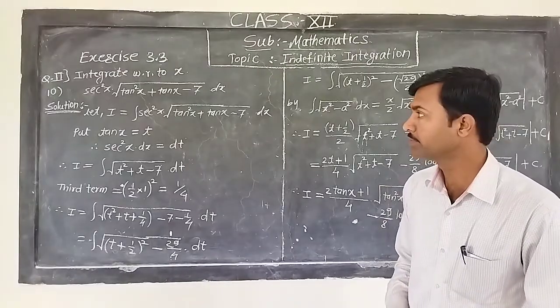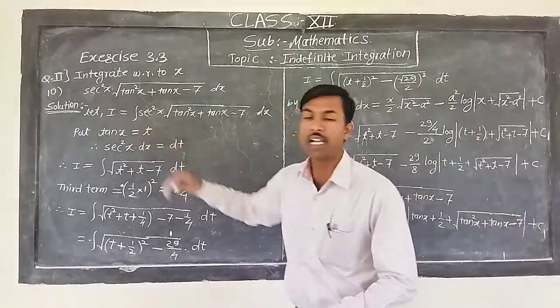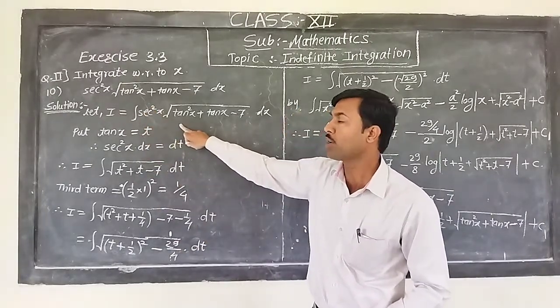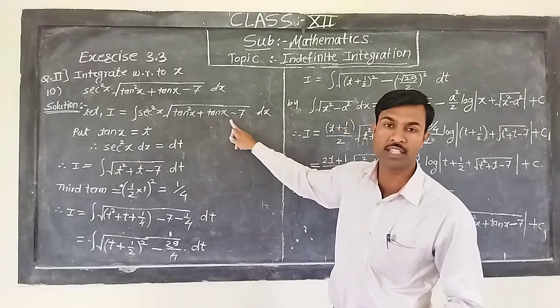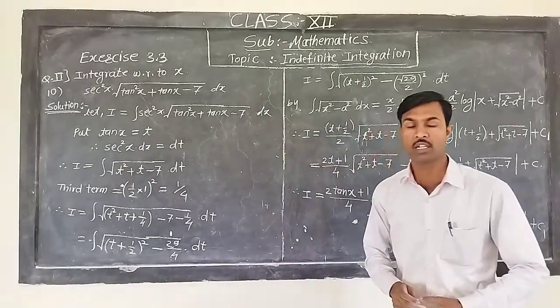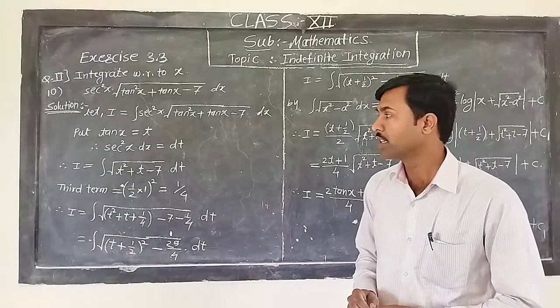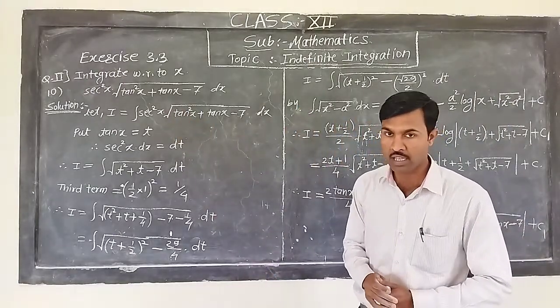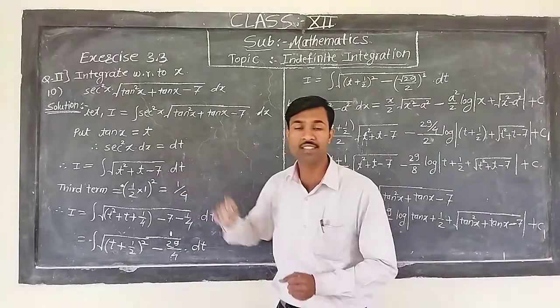Now question number 10. Let I be equal to the integration of sec square x into under root of tan square x plus tan x minus 7 into dx. Now I observe that here both tan x and sec square x are present, and the derivative of tan x is sec square x.